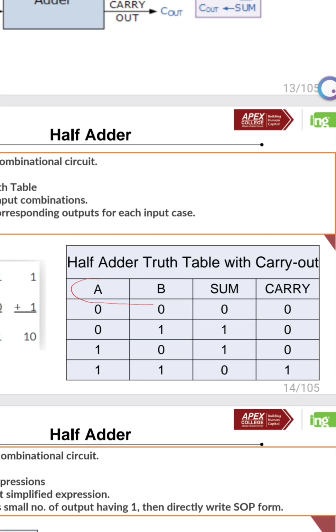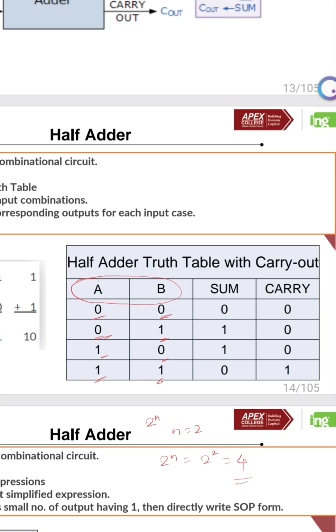In the truth table, A and B are the inputs, and the combinations can be either 0, 0, 0, 1, 1, 0 or 1, 1. So here are a total of 4 combinations. The number of combinations can also be found by using the formula 2 to the power n. Here we have n equal to 2, which means the number of inputs equals 2. So 2 to the power n equals 2 to the power 2, which equals 4. That's why we have 4 combinations.